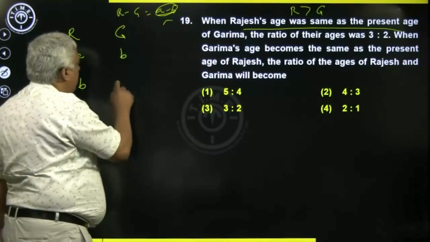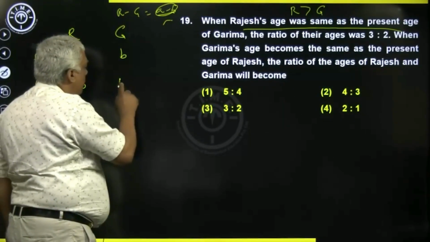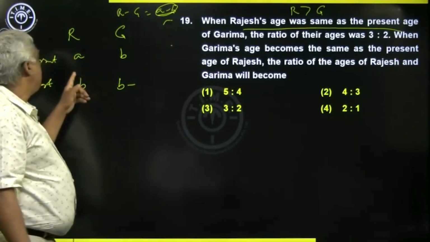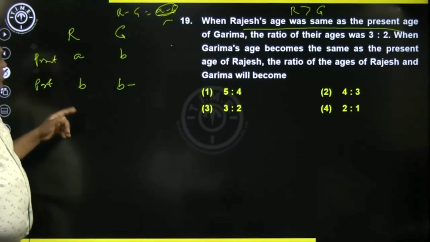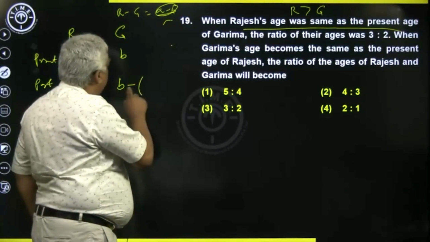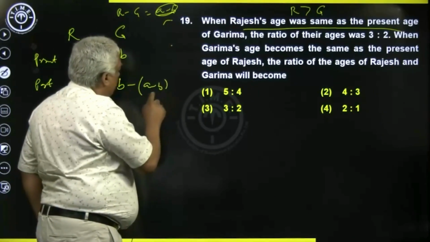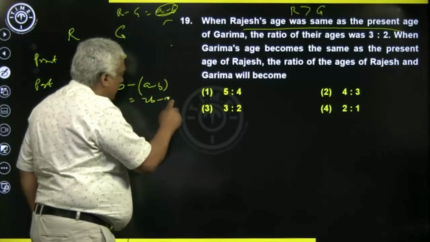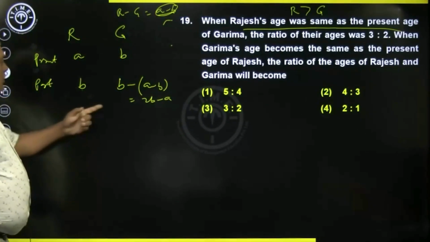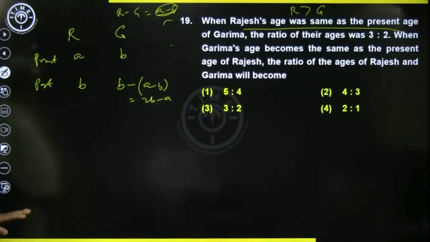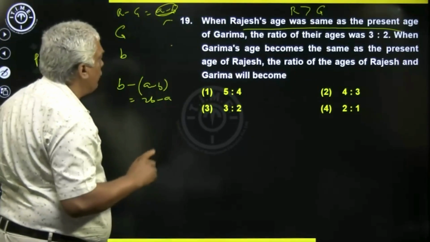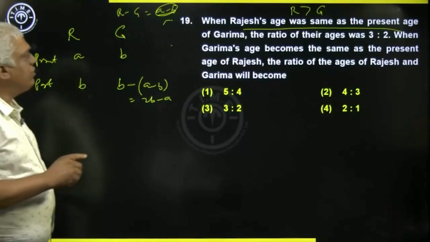So at that time Garima's age will also decrease by A minus B, because Rajesh has decreased by A minus B. So Garima's age was B minus (A minus B), which is nothing but 2B minus A. So Garima's age was 2B minus A. Now they are saying the ratio was 3:2.